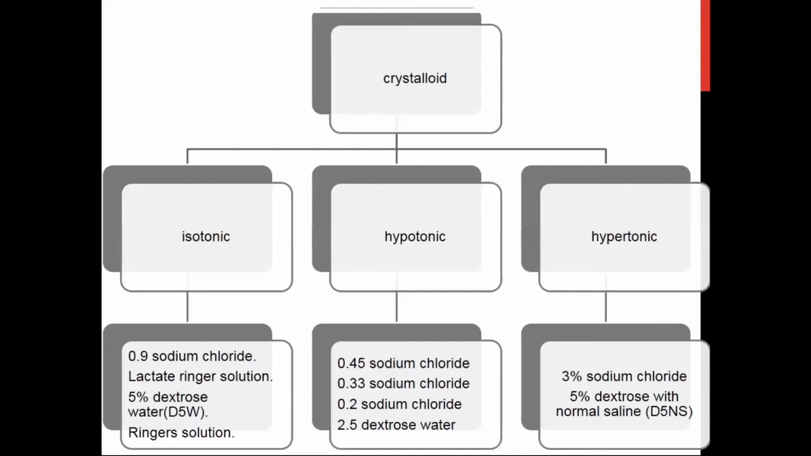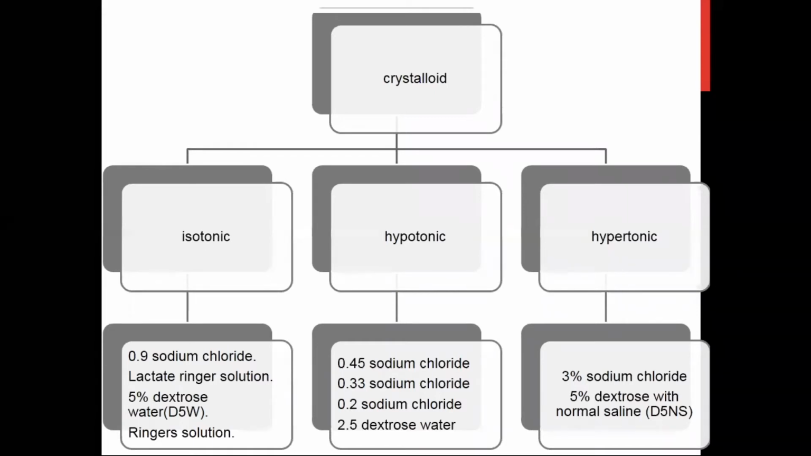While the example of hypotonic اللي هو half saline، 0.45 صوديوم كلورايد، والثلث سلاين اللي هو 0.33 صوديوم كلورايد، و 0.2 صوديوم كلورايد and 2.5% dextrose water. This is hypotonic. وكل واحد إلى uses وكل واحد إلى precautions for uses of this fluid، نجي عليهن واحدة واحدة.